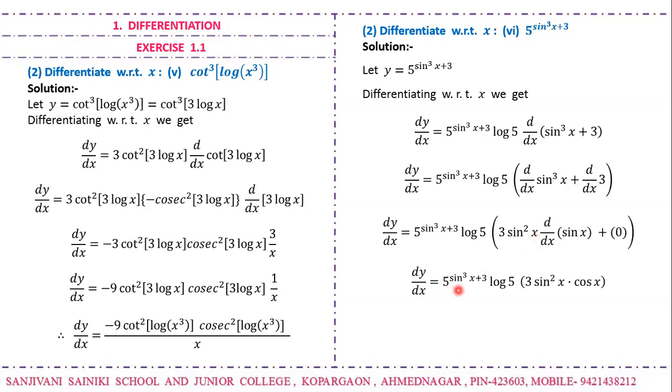So dy by dx is equal to 5 raised to sine cube x plus 3 log of 5 into 3 sine square x into derivative of sine x, which is cos x. So this is the derivative. dy by dx is equal to 3 log 5 into 5 raised to sine cube x plus 3 into sine square x into cos x.